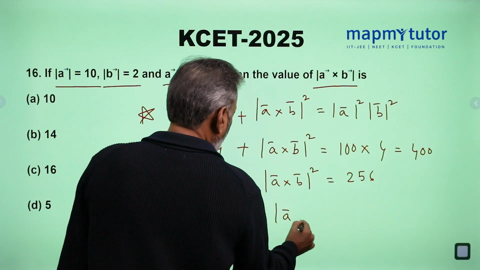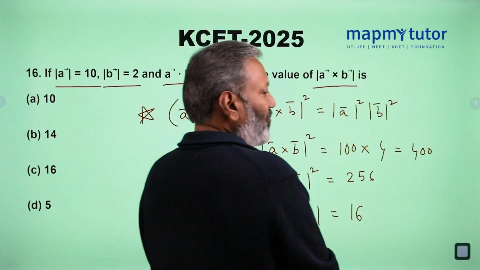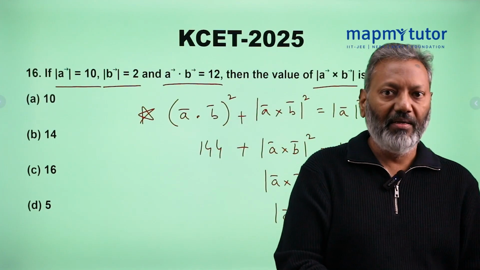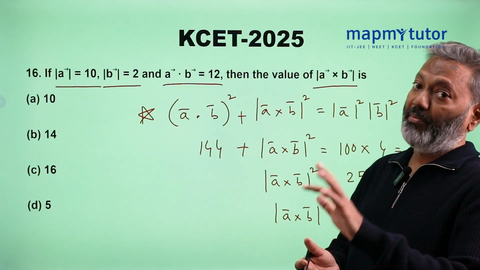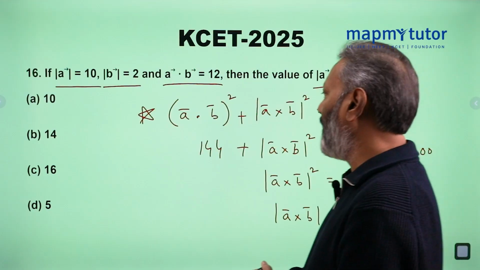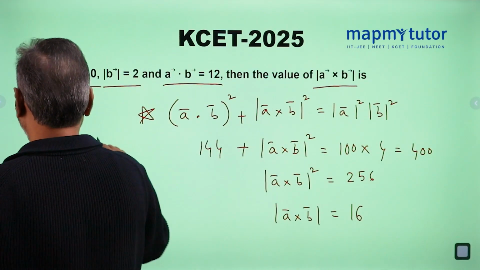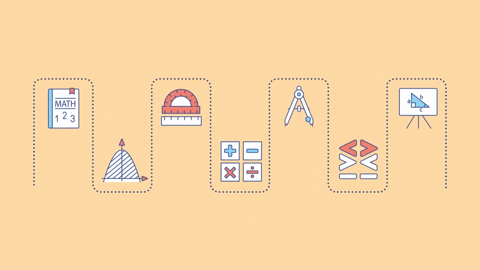And therefore, mod A bar cross B bar is what? 16, since 256 is 16 whole square. Can I write minus 16 also? Because the root of 256 is plus or minus 16. No, don't write it here because it is a magnitude. It must be positive. So, the answer is option C, that is 16.